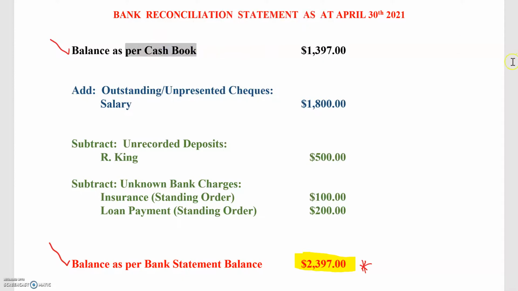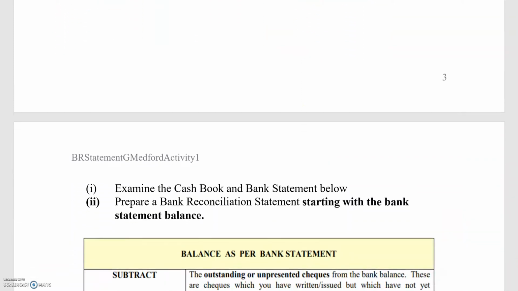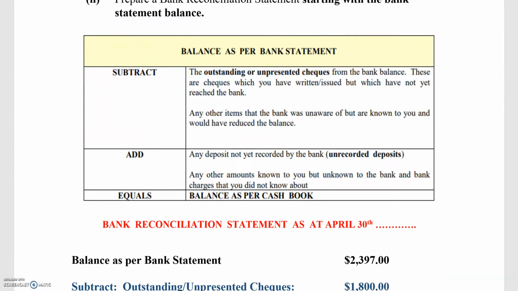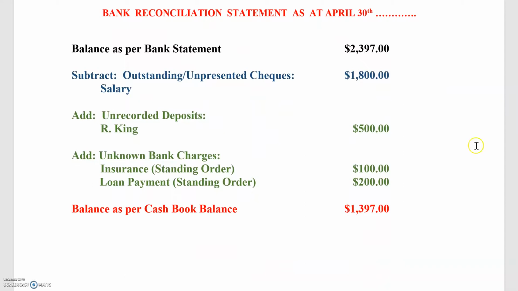So we have just reconciled our cash book balance with our bank statement balance, starting with the cash book balance. If we start with the bank statement balance, we do the inverse. So we subtract the unpresented or outstanding checks and add the unrecorded deposits. And here's a worked example starting with the bank statement balance of $2,397. We subtract the outstanding salary and we add the unrecorded deposits and the unknown bank charges.